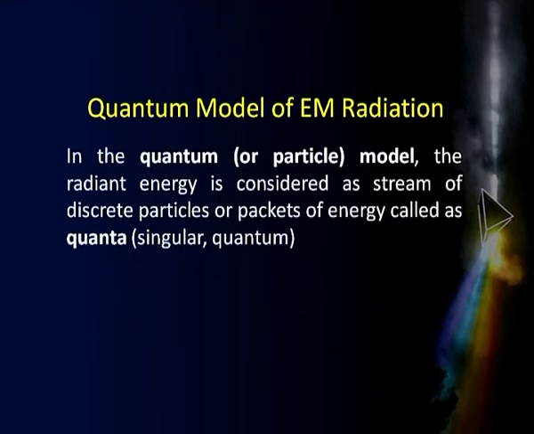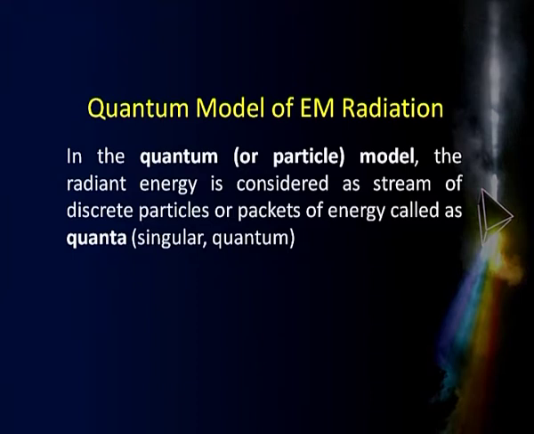Now, what we just discussed so far was in terms of a wave, because the way we visualize electromagnetic radiation was in terms of a wave. Since it was a wave, there were characteristics of the wave accordingly. Now, if you have learnt about quantum mechanics at some stage, you must have come across the quantum mechanical model of radiation, whereby this quantum or particle model says the radiation energy is considered as a stream of discrete particles or packets of energy called quanta, or in singular, quantum.